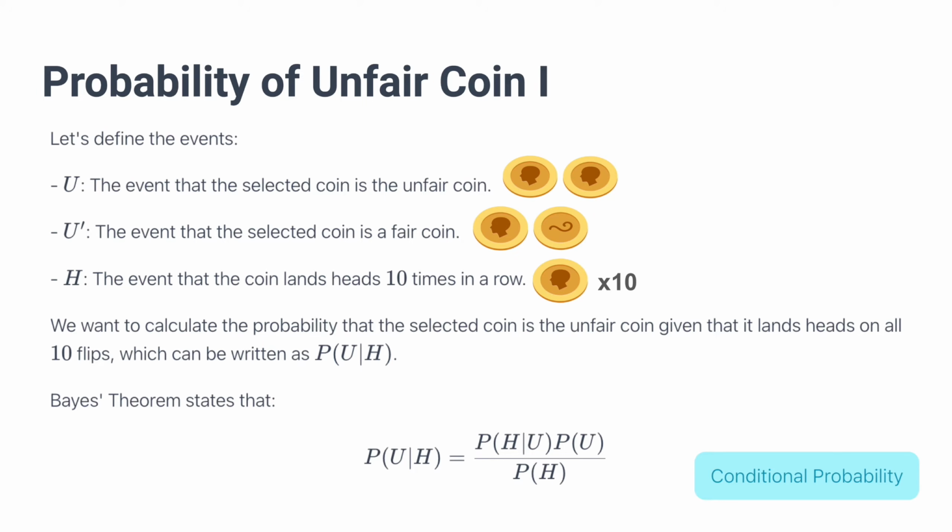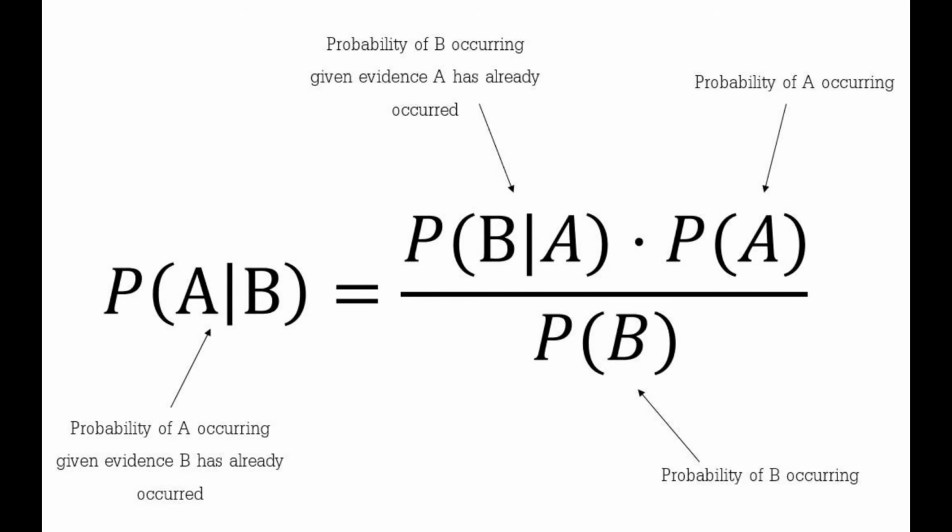Using Bayes' theorem, we can write this as the probability of getting 10 heads given U, times the probability we selected the unfair coin, over the probability of H. Bayes' theorem is commonly used in conditional probability, so it's a good refresher if you don't know it already.